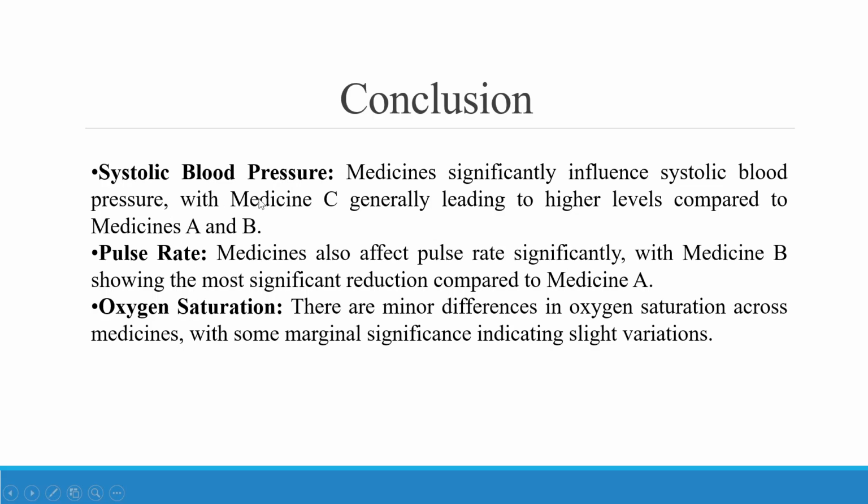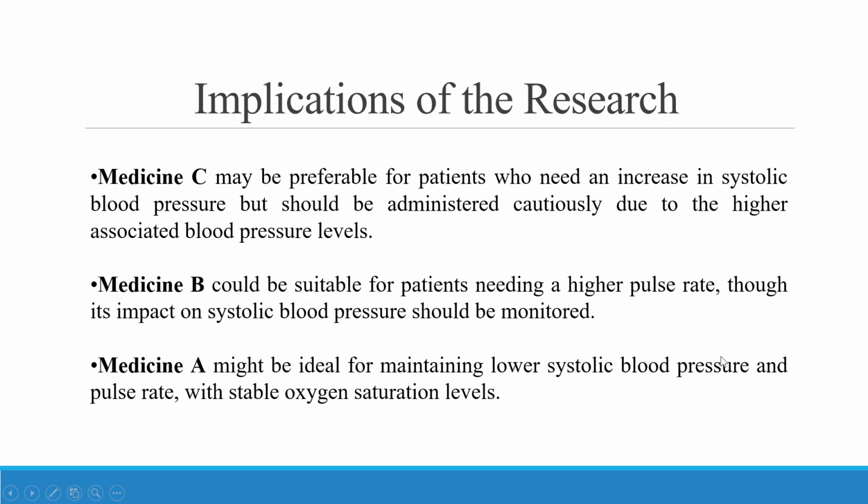Conclusions. Systolic blood pressures: medicines significantly influence systolic blood pressures, with medicine C generally leading to higher levels compared to medicines A and B. Pulse rates: medicine also affects pulse rates significantly, with medicine B showing the most significant reduction compared to medicine A. Oxygen saturation: there are minor differences in oxygen saturation across medicines, with some marginal difference indicating slight variations.